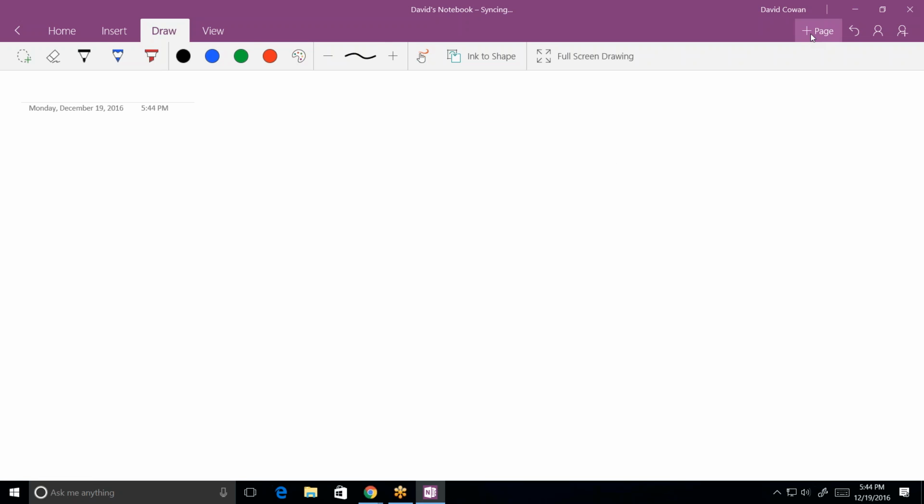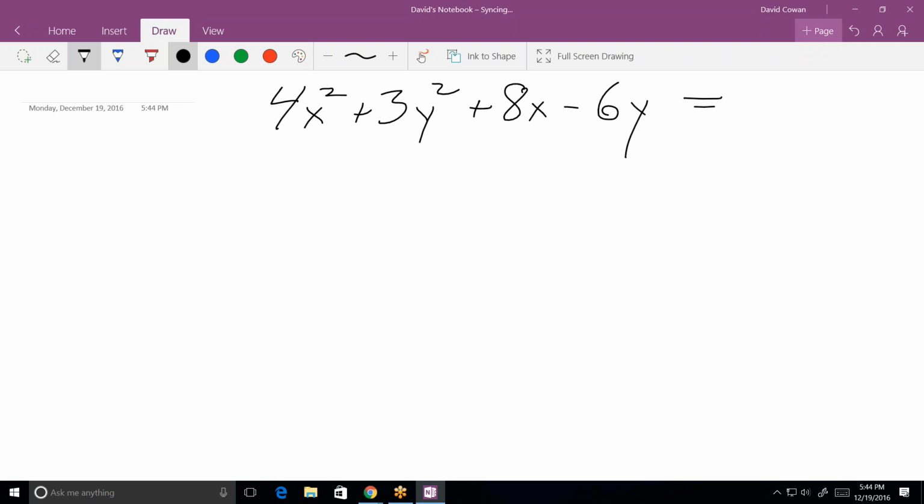Identify the center, the foci, and the vertices of the following graph. 4x squared plus 3y squared plus 8x minus 6y equals 5. What kind of figure is this?